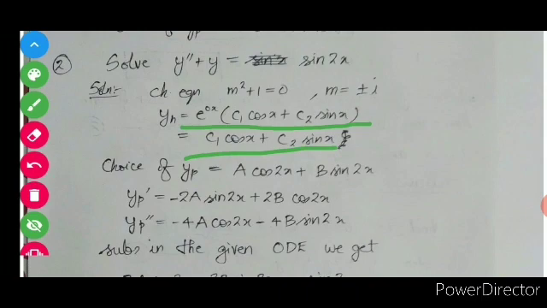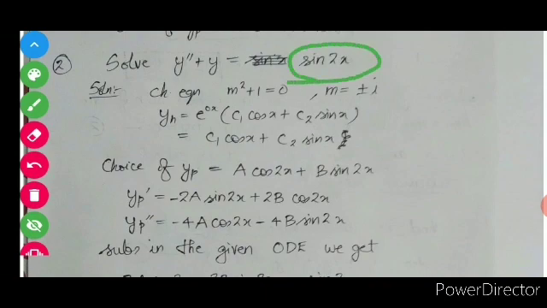Now we have to find the particular integral, that is yp. So since your right hand side is sine 2x, the choice of yp should be a cos 2x plus b sine 2x. Now even if suppose your right hand side was cos 2x, then also the choice of yp will be a cos 2x plus b sine 2x. I hope that is clear. Even if it is sine or cos, the choice of yp is the same. It is a cos omega x plus b sine omega x.